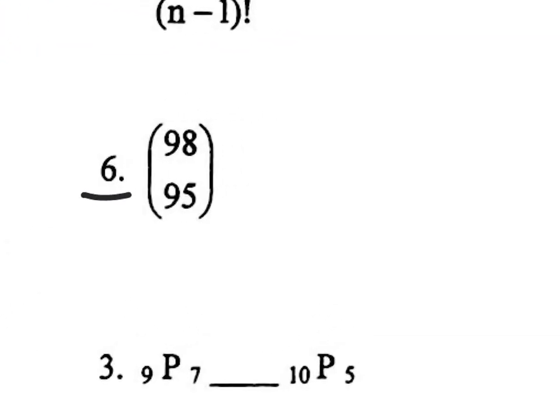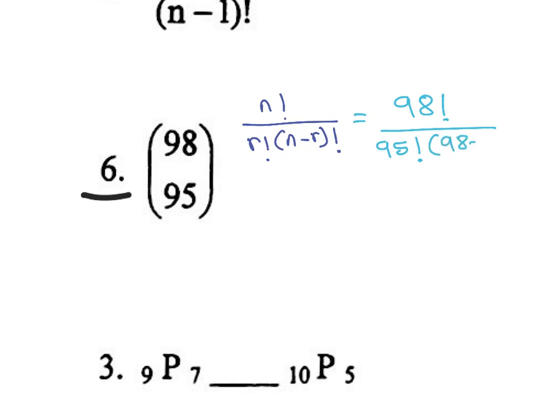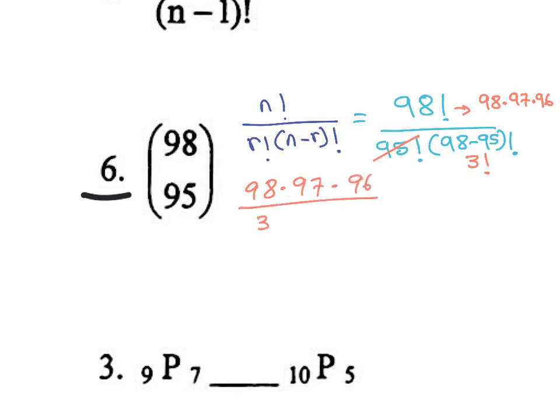This is combination, and I write it as N factorial over R factorial, N minus R factorial. And that's going to be equal to 98 factorial over 95 factorial and 98 minus 95 factorial. I can simplify that by saying that this is 98 times 97 times 96, and this cancels out with the 95 factorial, and 98 minus 95 factorial, that's basically 3 factorial. So it's 98 times 97 times 96 over 3 times 2 times 1.